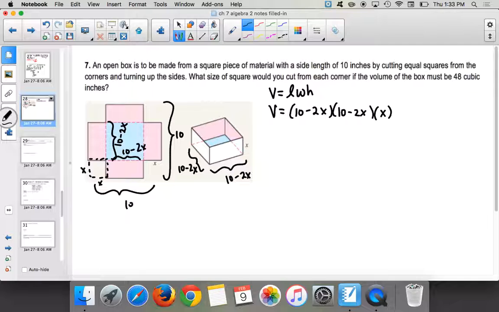And it says that we want to make an open box from a square piece of material, 10 inches on each side, by cutting equal squares. What size of square would you cut from each corner if the volume must be 48 cubic inches? So we want all of this to multiply out to b. Instead of b, we're going to write 48 for b.